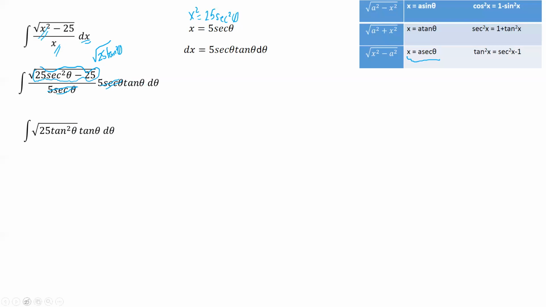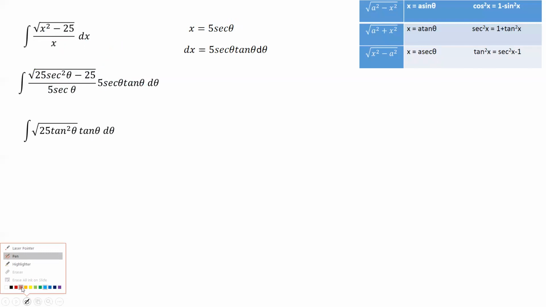I'm just going to do that one more time, perhaps in a different color, to show you what just happened. So what we did again, we said, let's reduce the 5 secant theta, so they're gone. So the tan theta remains. And this became the square root of 25 tan squared theta, which of course we're going to take the square root of. And that will give us a 5 tan theta coming out of the root, which then gives us 5 tan squared.